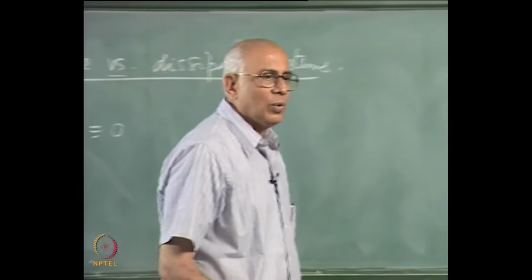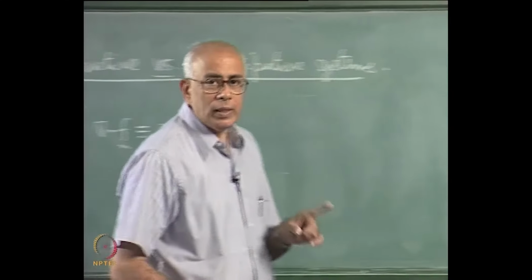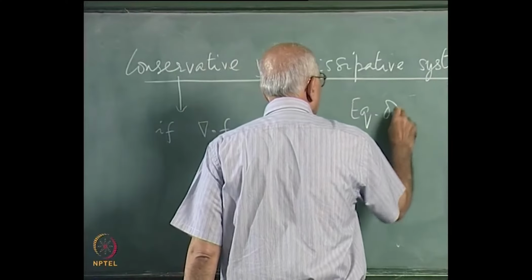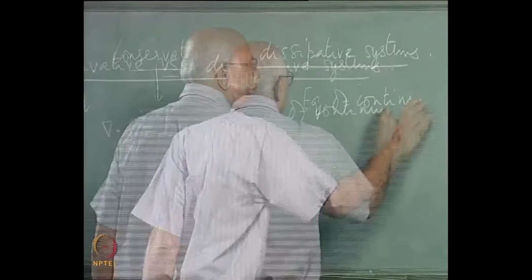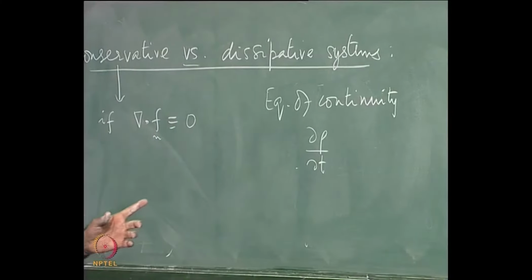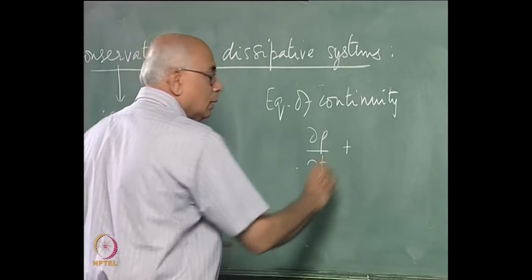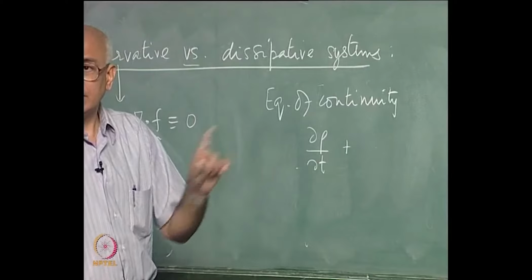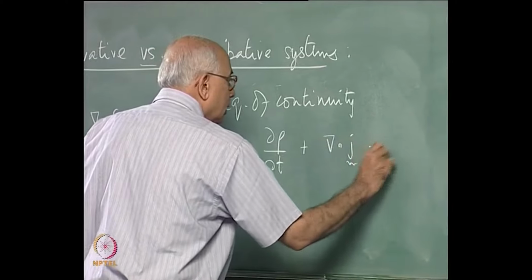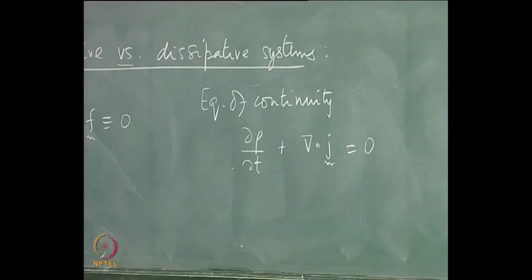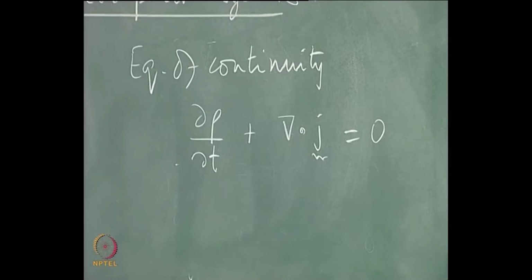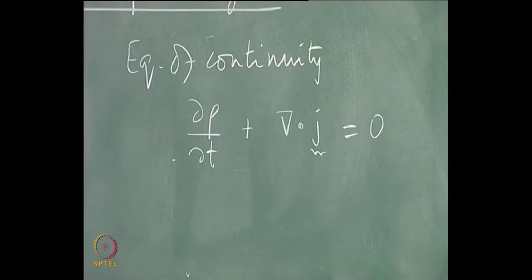It is an incompressible flow, because if you recall the equation of continuity for fluid flow, it is of this form: equation of continuity is delta rho over delta T, where rho is the density of the fluid, plus the divergence of the current equal to 0 in the absence of sources or sinks. So del dot J equal to 0. And if the fluid is incompressible, then delta rho over delta T vanishes identically, does not change with time, and then del dot J is 0.